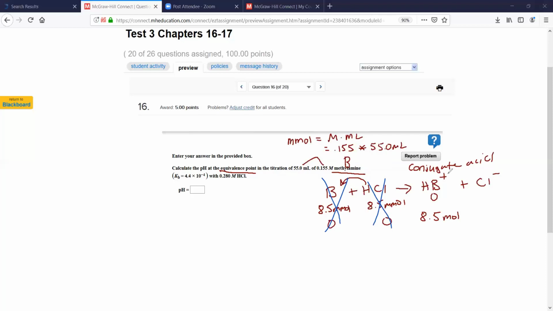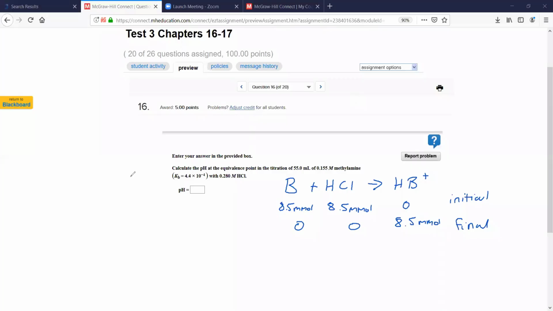How do we find the pH of a conjugate base? I think we're about to get kicked off again. All right, so I only have a couple minutes because I have another appointment at 11.